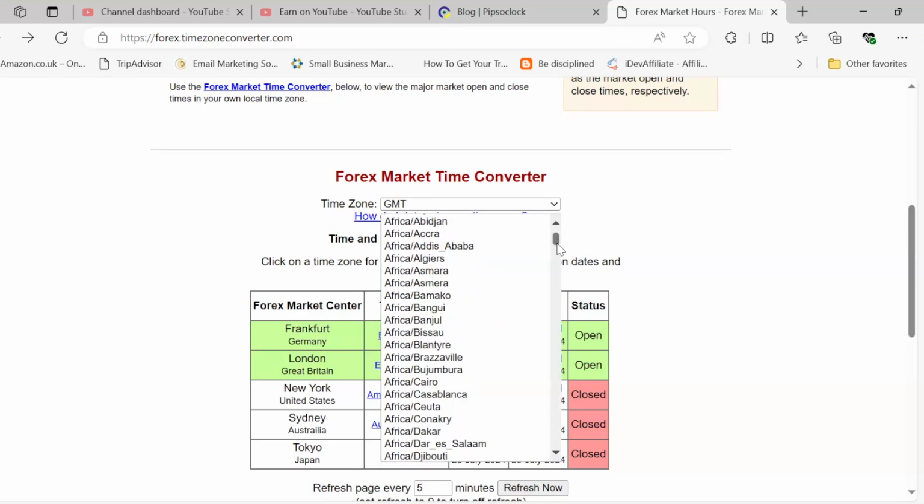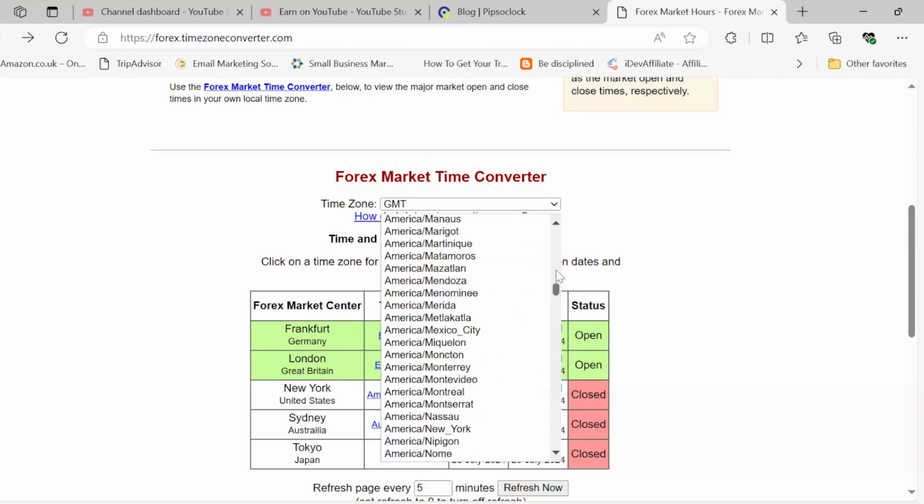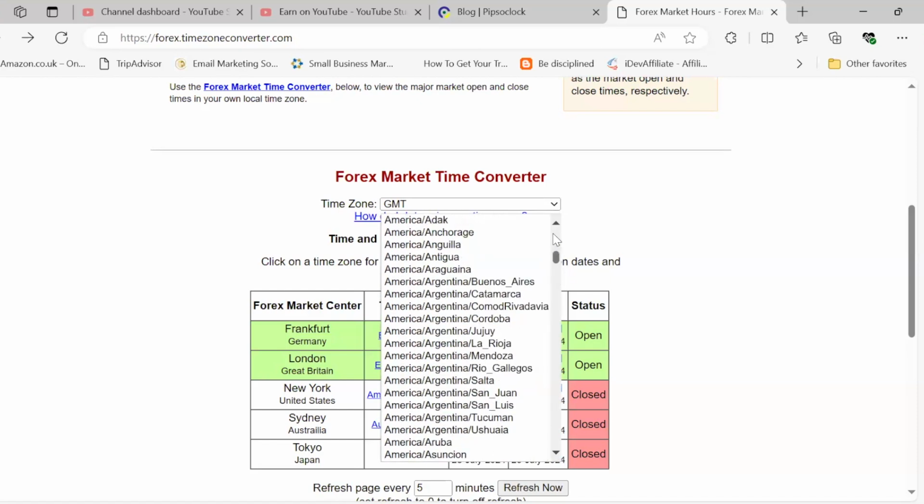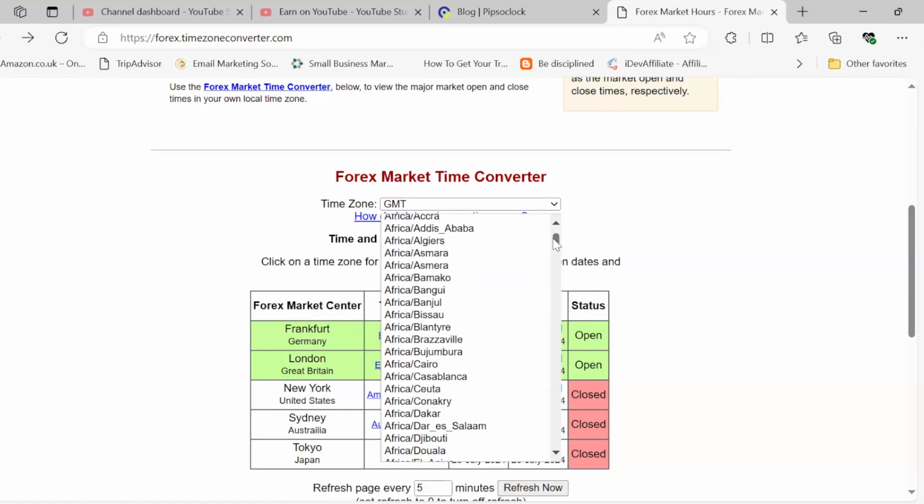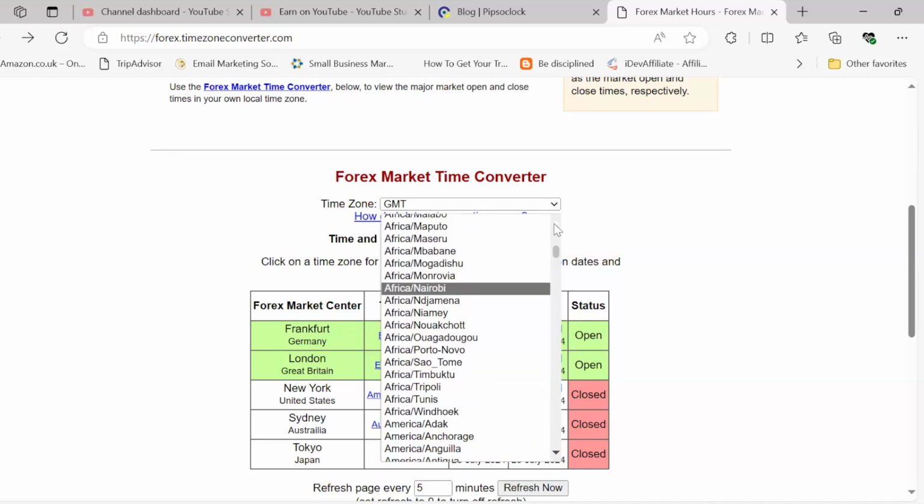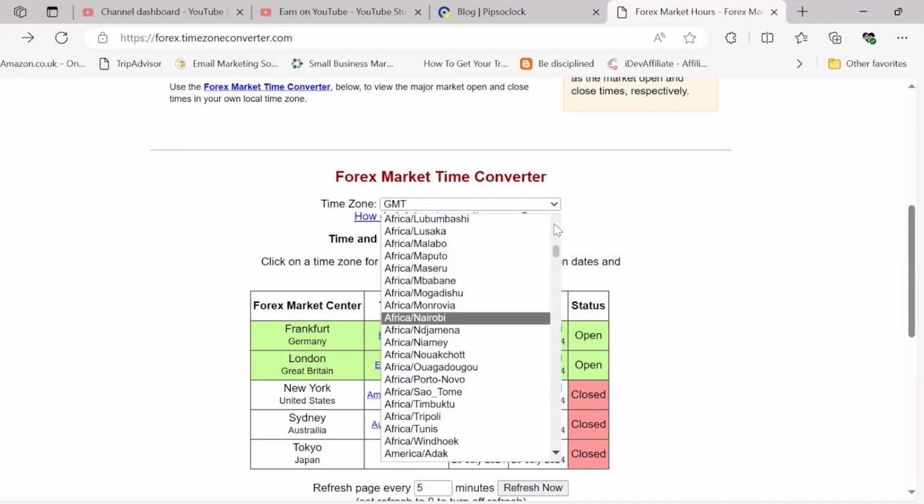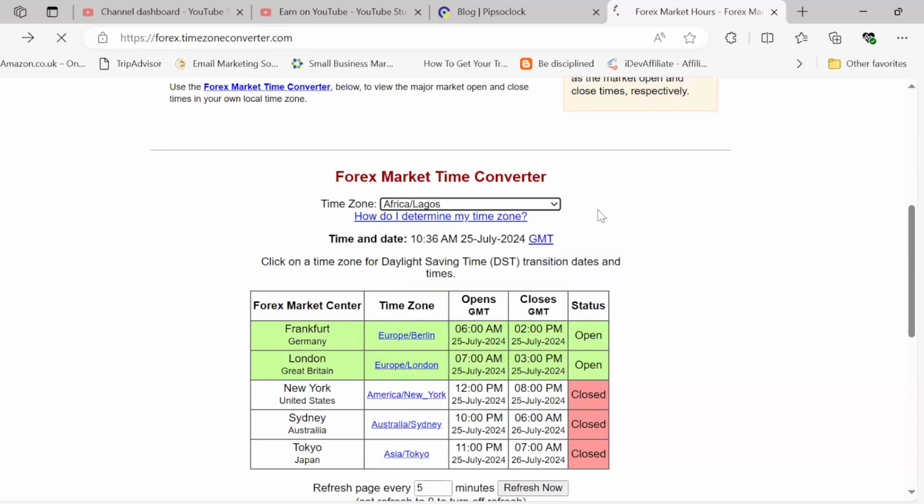For example, if you look at here, you can see Africa. Scroll down, Africa. I'm looking for Africa, Lagos. See Africa, Lagos here. So Africa, Lagos covers for Nigeria. So I select Africa, Lagos.